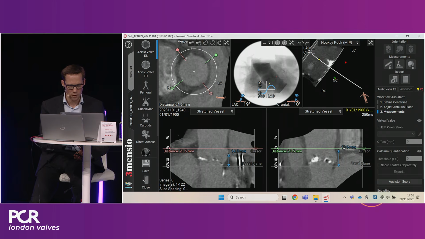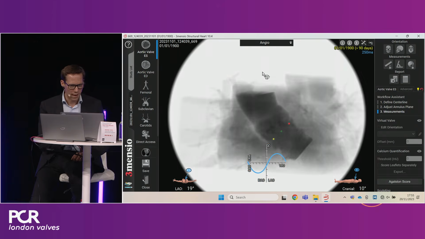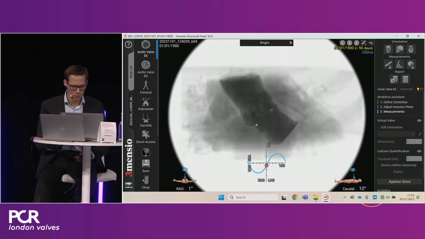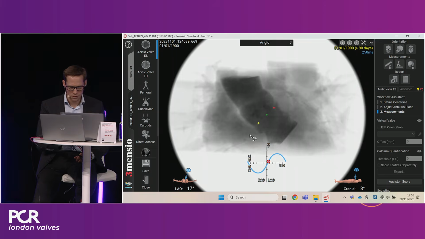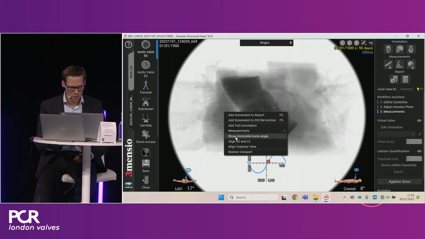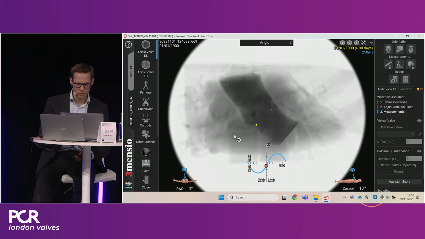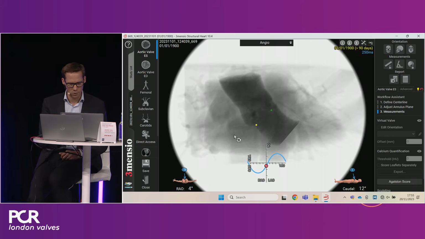And so in terms of coronary heights, we've got 19 on the right, 14 on the left. Last thing to do, obviously, is always to look at the implant view, particularly with bicuspid, because they can be very horizontal. This is our 3-cusp view, which is LAO 17, cranial 8. The software will automatically give us a cusp overlap view, which is RAO 4, caudal 12.